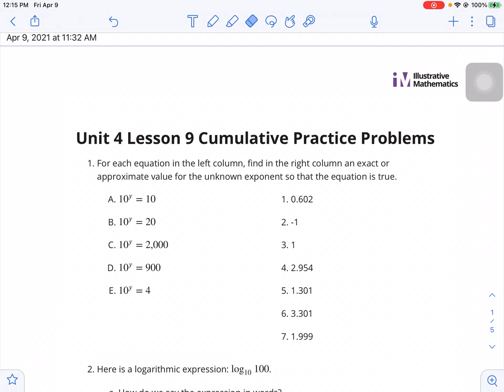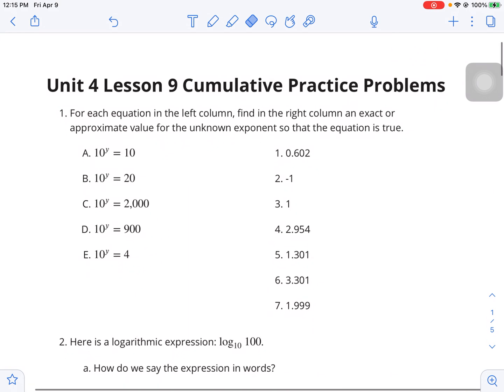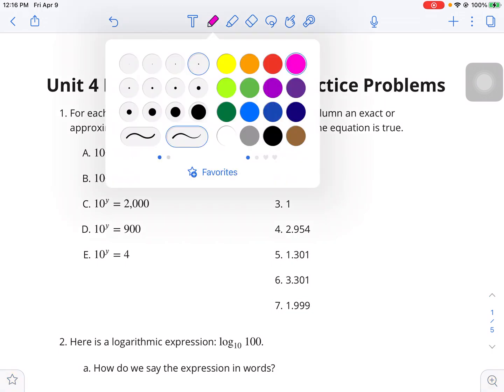Here are the solutions to Week 2, Lessons 9, 10, and 11 in Unit 4. The first one here: for each equation in the left column, find in the right column an exact or approximate value. So let's take a look here.